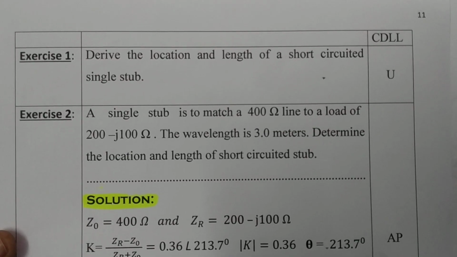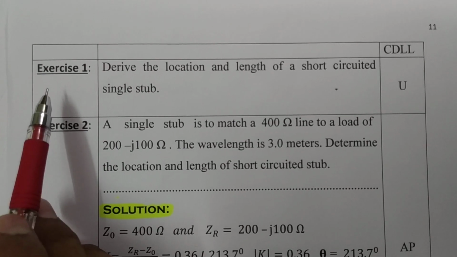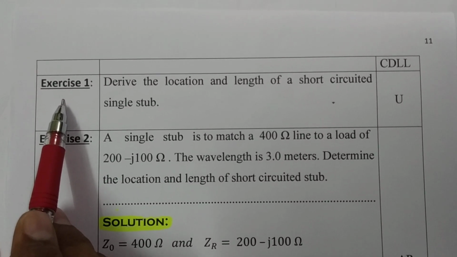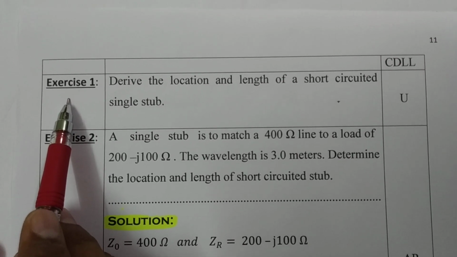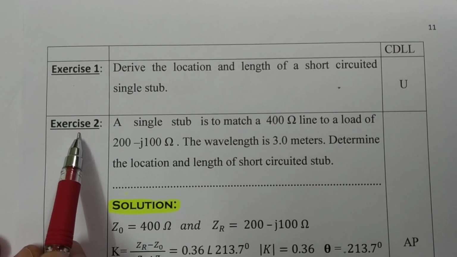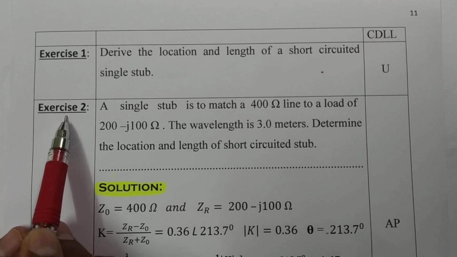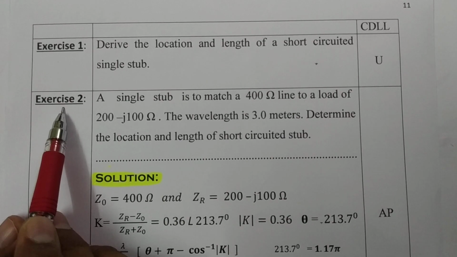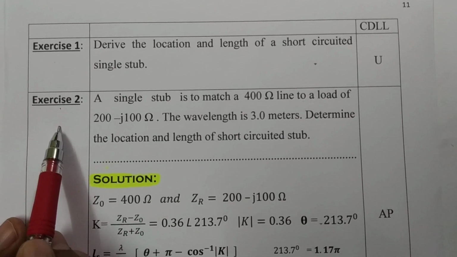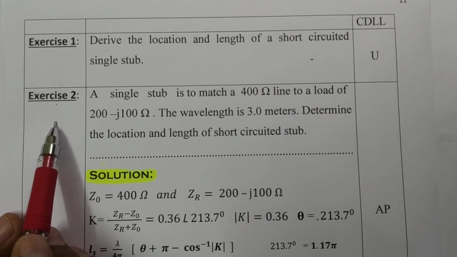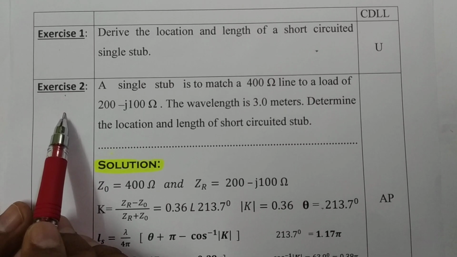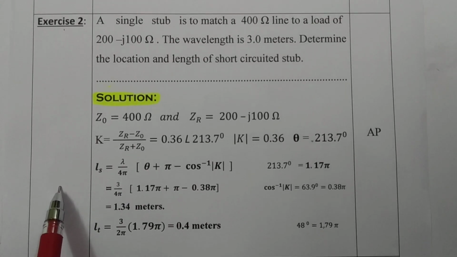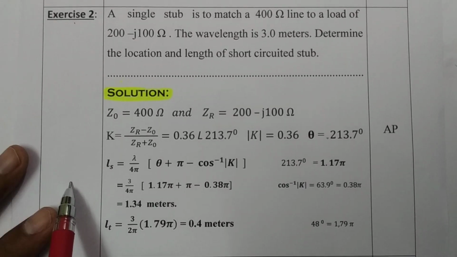Exercise 1. Derive the location and length of a short circuited single stub. Exercise 2. A single stub is to match a 400 ohm line to a load of 200 minus j100 ohm. The wavelength is 3.0 meters. Determine the location and length of the short circuited stub. Dear students, follow the solution procedure.